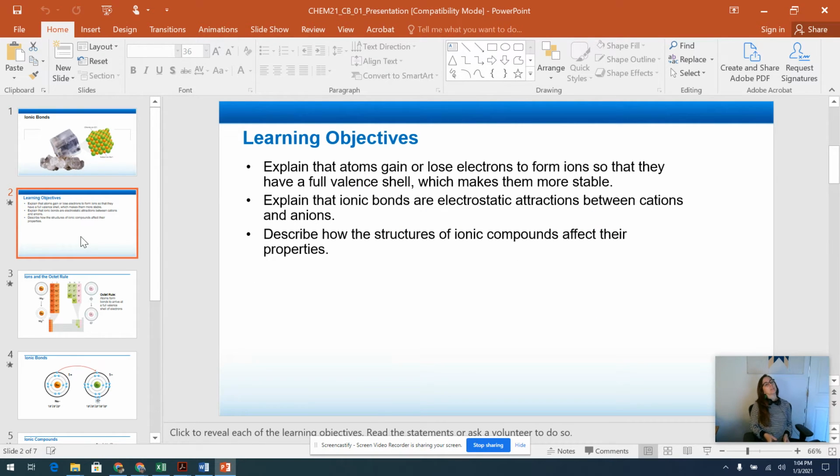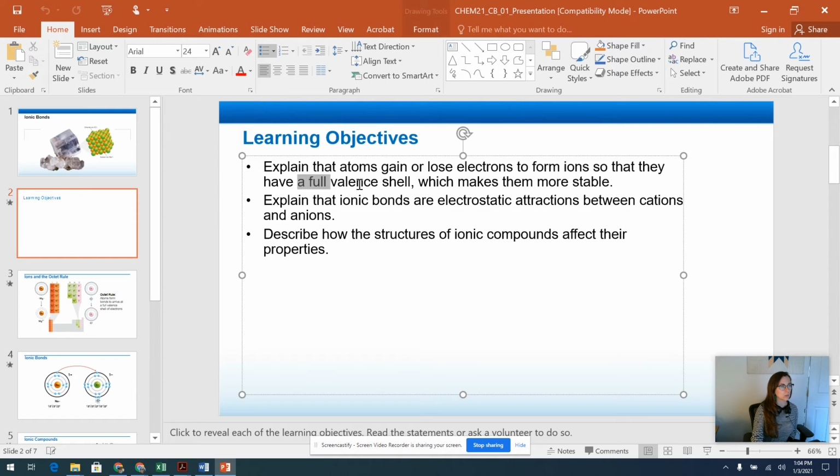So our learning objectives for today are to, one, explain that atoms gain or lose electrons to form ions, so they have a full valence shell, which makes them more stable. So you'll remember from last time we were together, we talked about what it means to be stable and how atoms, just like we have our 2 feet on the ground, right, and we're very stable, or even if we're laying down, we're even more stable, but atoms also want to be in a stable position. And so they need to surround themselves with a full valence shell of electrons.